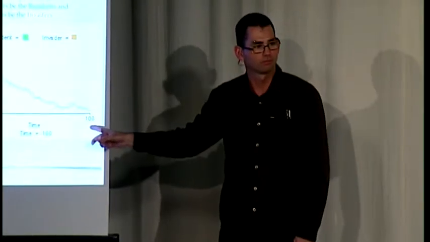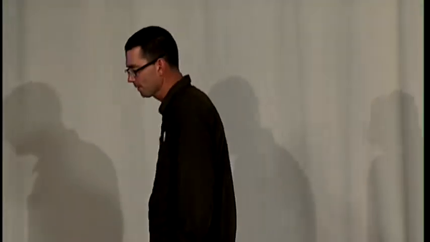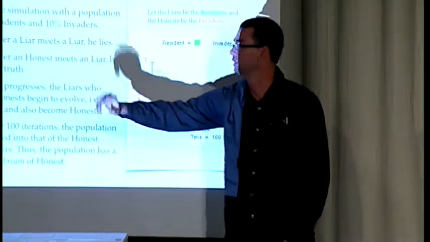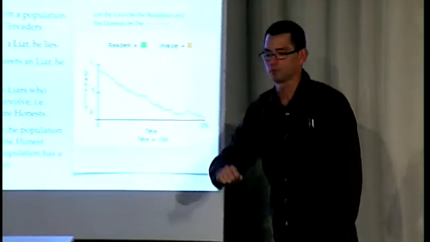So we run these computer simulations, and we're able to get through 100 generations of people. That's one of the powerful things that computers have done for us: allowed us to do these sorts of mathematical simulations. Let's suppose we have our 90% resident liars, and our 10% invaders, the mutants who tell the truth. You could play around with different strategies, but in the end it's going to be the same way. When a liar meets a liar, he lies. When an honest person meets a liar, he's going to tell the truth.